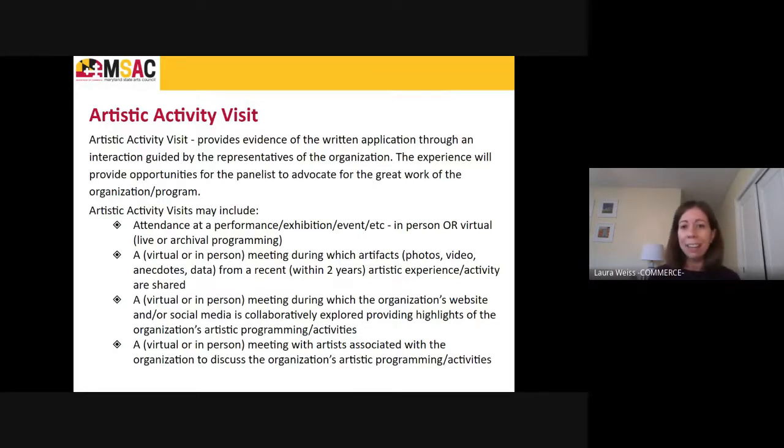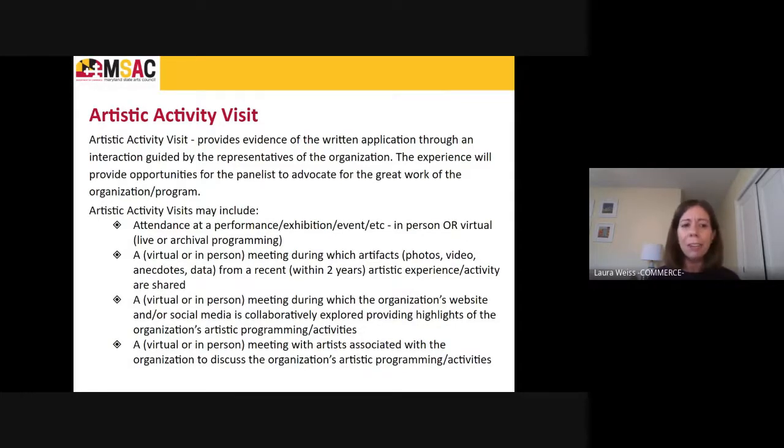They are not the IRS coming into your organization to find things that are incomplete or something like that. They are your cheerleaders. So that's how we approach the panel process. That's the spirit of all of this.